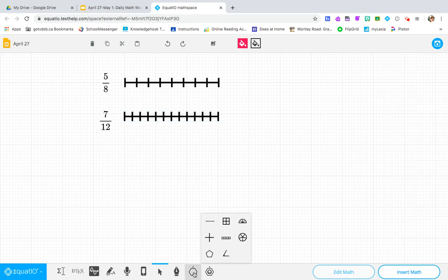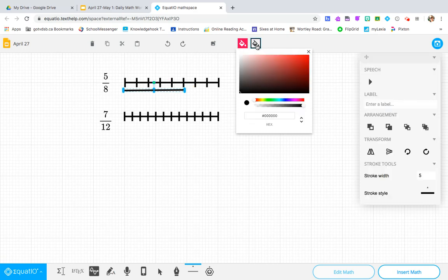Now, next, we're just going to go down here to our other set of tools, and we're going to see how much of that line is shaded in. So let's grab another line. We're going to start it right at our 0, and we are going to go up 1, 2, 3, 4, 5 eighths here, and stop right in the middle.